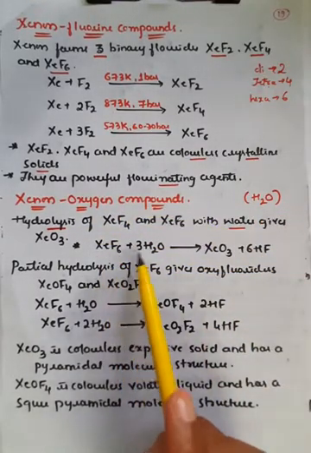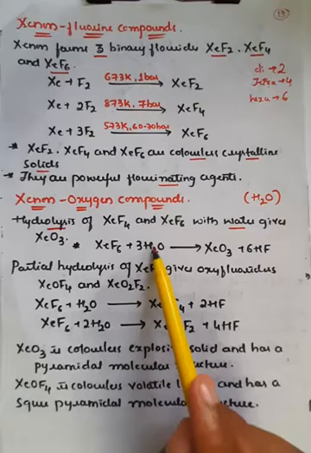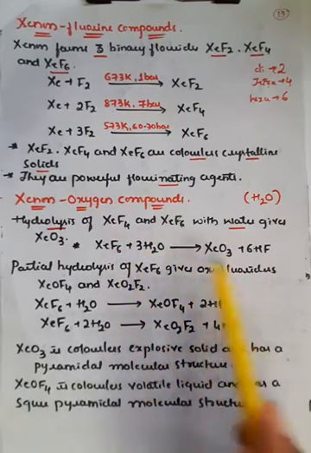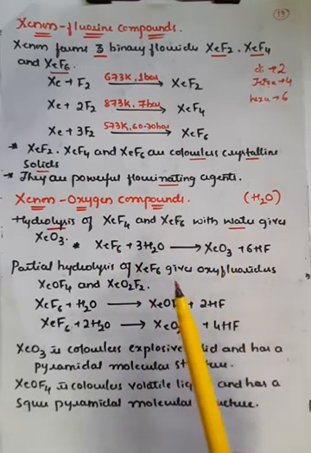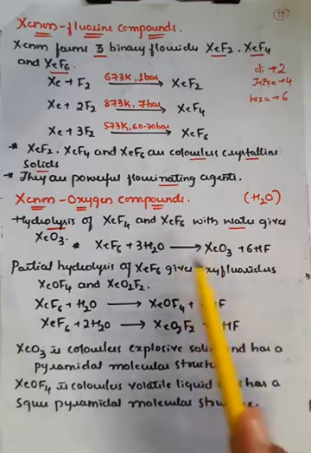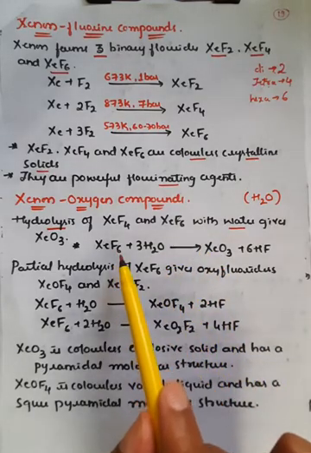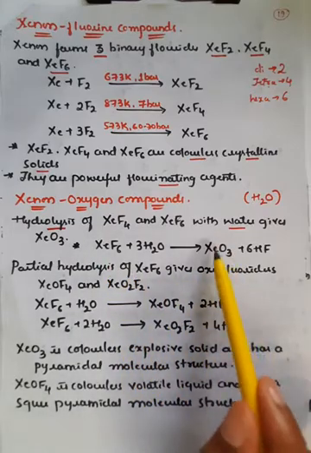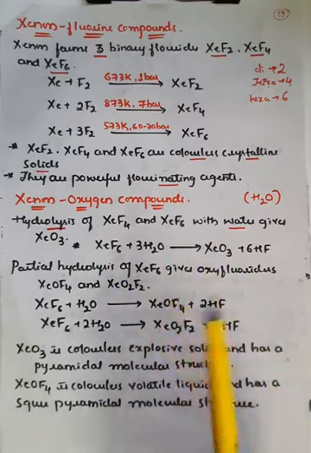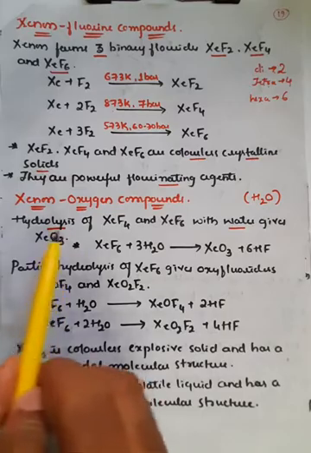Xenon hexafluoride, when it reacts with 3 moles of water, there will be a removal of fluorine and the addition of oxygen. It looks like a displacement reaction, which means the fluorine is displaced or replaced by oxygen due to the addition of water. Since we are adding water, this process is called hydrolysis.